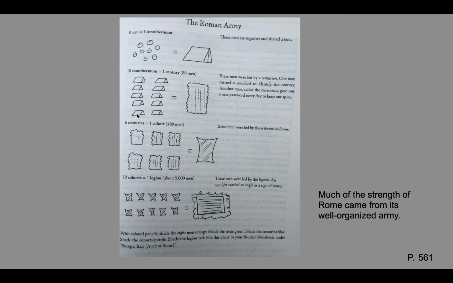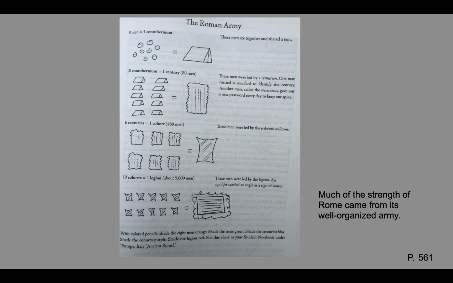Then 10 of these contuberniums made up one century. 1 century. Isn't that interesting? Just like 10 decades make up a century for us. So that was 80 men. These men were led by a centurion, which now makes sense, doesn't it? A centurion had a century under him. 1 man carried a standard to identify his century. Another man, called the Tesserarius, gave out a new password every single day to keep out spies. Doesn't that sound like a fun way to do things?